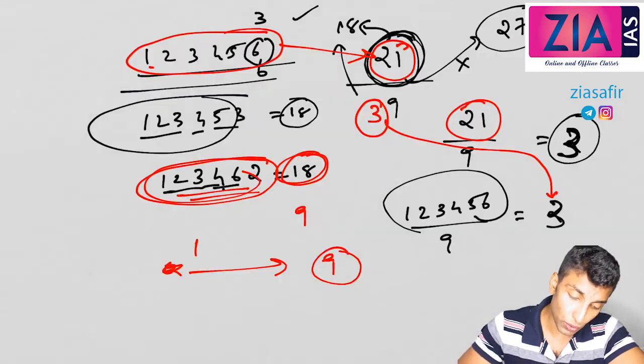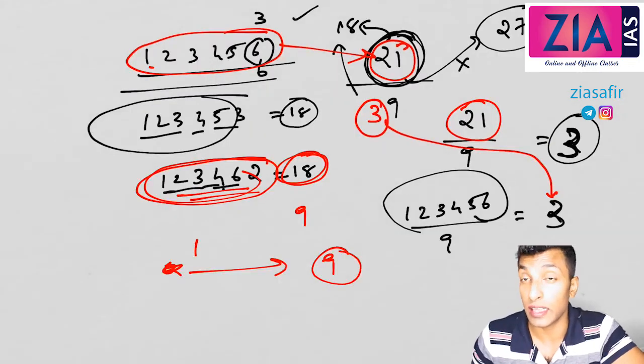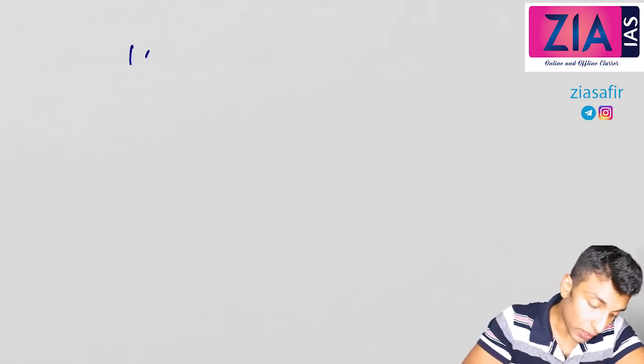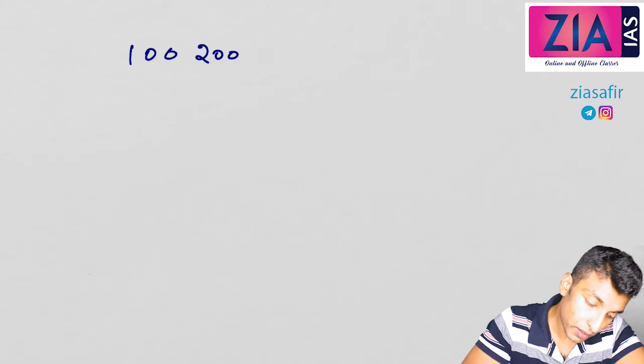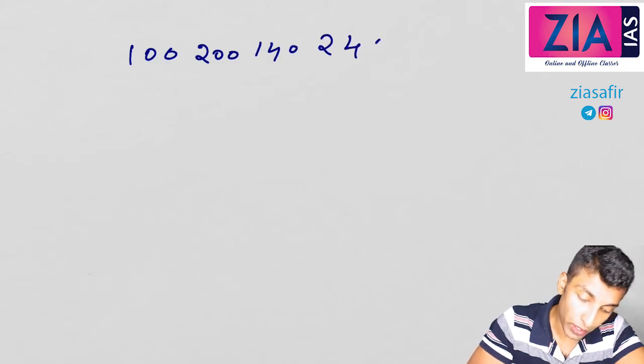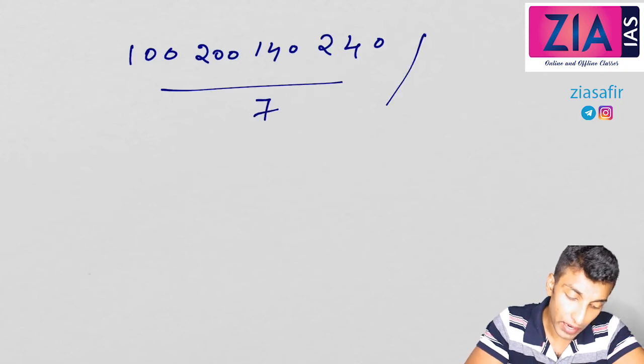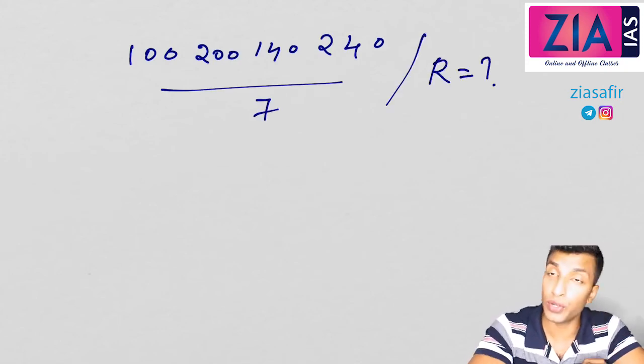And apart from that, we will first discuss 3, 7, 11, 13 together. So let me start with 7. So 100, 200, 140, 240. Let's suppose this is a number. Now I need to divide this number by 7 and find the remainder. So this is your question.